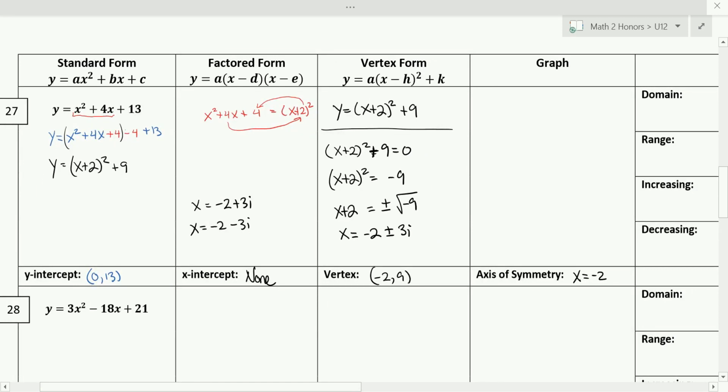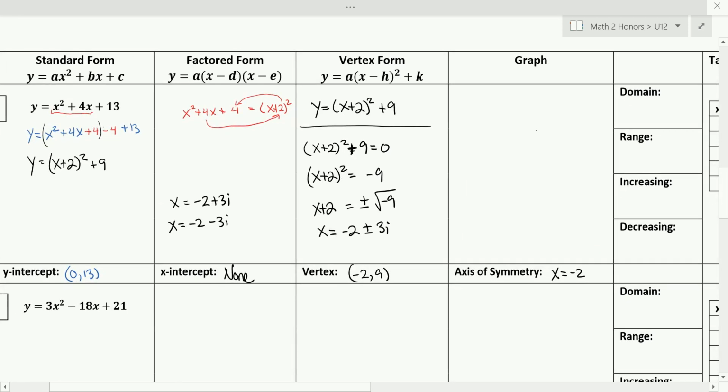So now let's sketch this graph. I'm going to make my x-axis low here because it's not going to even hit it. I'm going to move my y-axis a little bit to the right because the middle is going to be at -2. So here's the middle. And the lowest point is at -2, 9. So I'm going to go up 1, 2, 3, 4, 5, 6, 7, 8, 9 right here. My y-intercept's at 13. So 10, 11, 12, 13 right there.